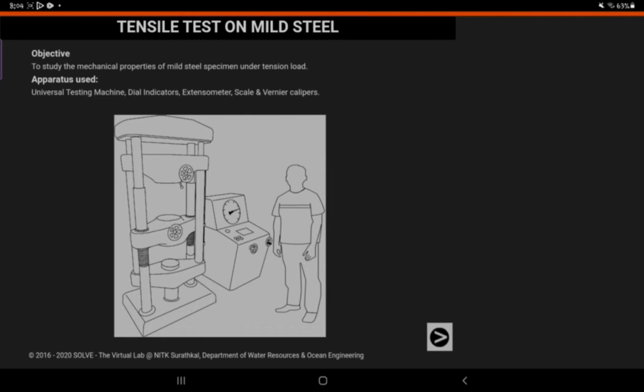Objective of the experiment is to study the mechanical properties of mild steel specimen under tension load. Apparatus used is universal testing machine, dial indicators, extensometer, scale and vernier calipers.